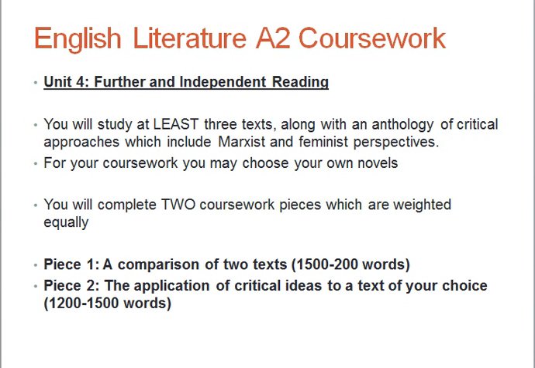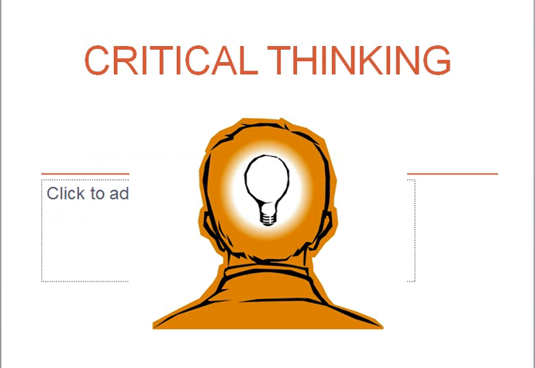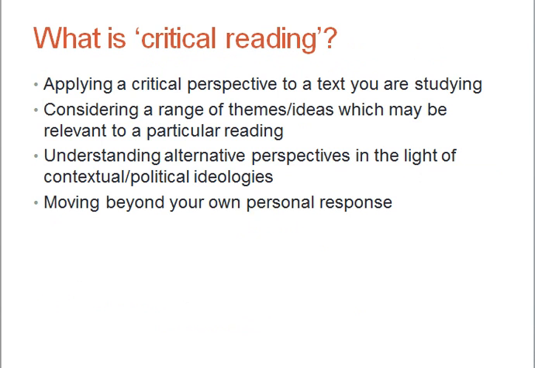your choice. And you do apply the readings of a critical anthology, including Marxist and Feminist perspectives, to one literary text. So we're going to think a little bit about some critical thinking. What then is a critical reading of a text? Well, as you can see from these bullet points, it's basically applying a critical response other than your own to a text. So rather than your own personal gut instinct and independent reading, you're actually thinking of a particular perspective.